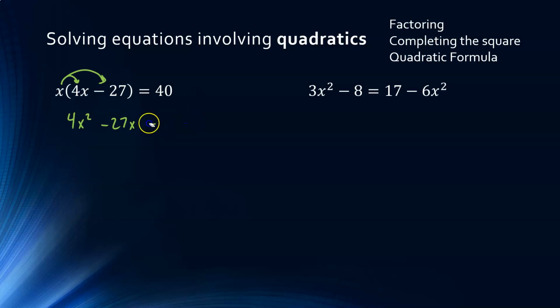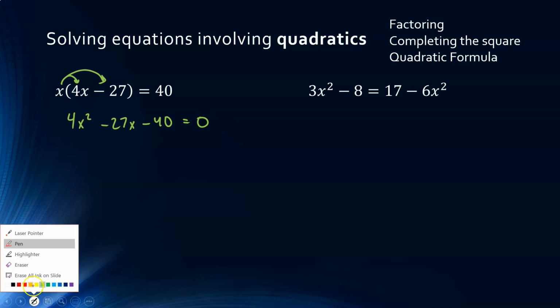And I want to get rid of the 40 on the right. I want to get it all on one side. So I'm going to subtract 40 from both sides. I'm just going to write it like this. So now we have it like this. If you wanted to, you could use the quadratic formula because it's set equal to 0 now. But what I'm going to do is look to see if I can factor this, because like I said, maybe not always the easiest, but it's my preferred method.